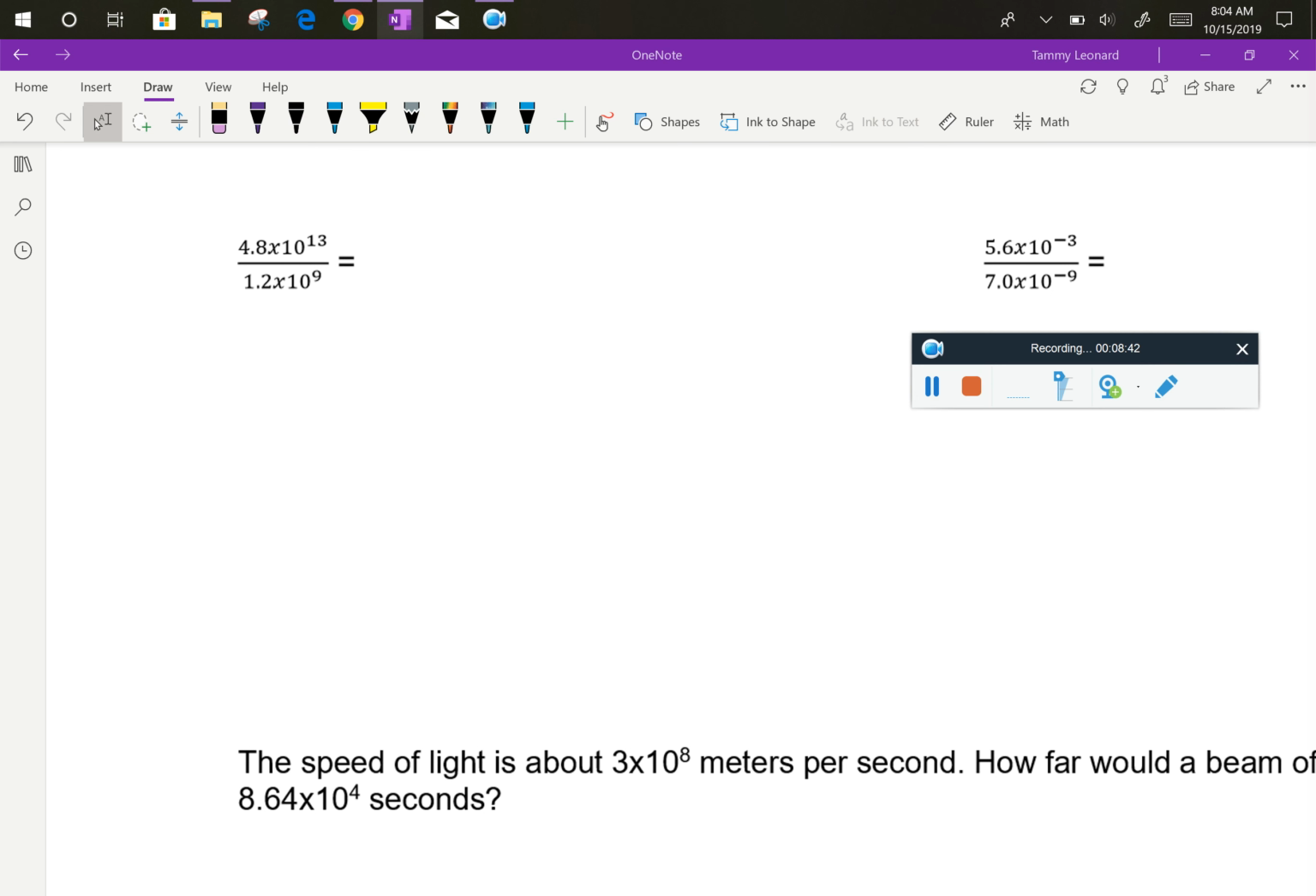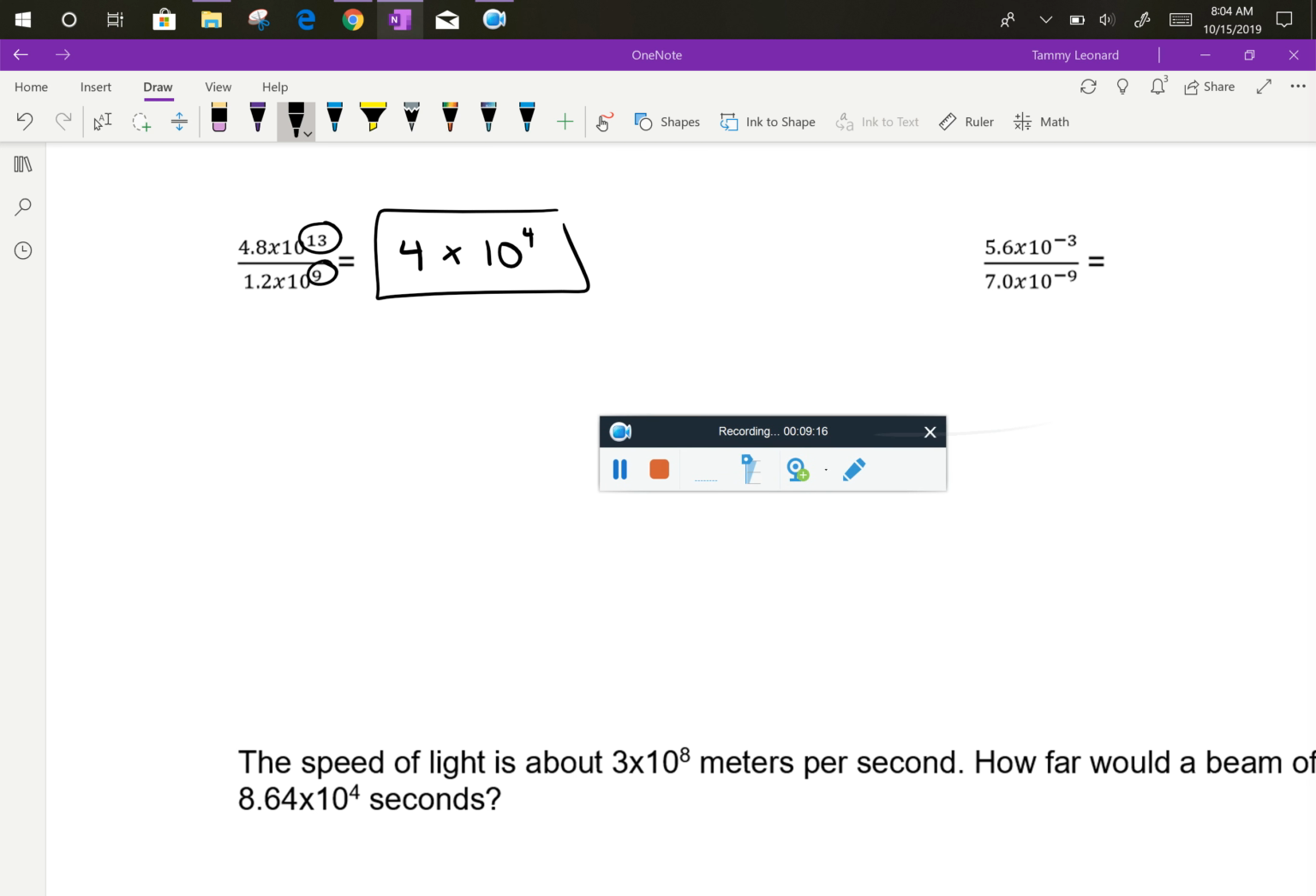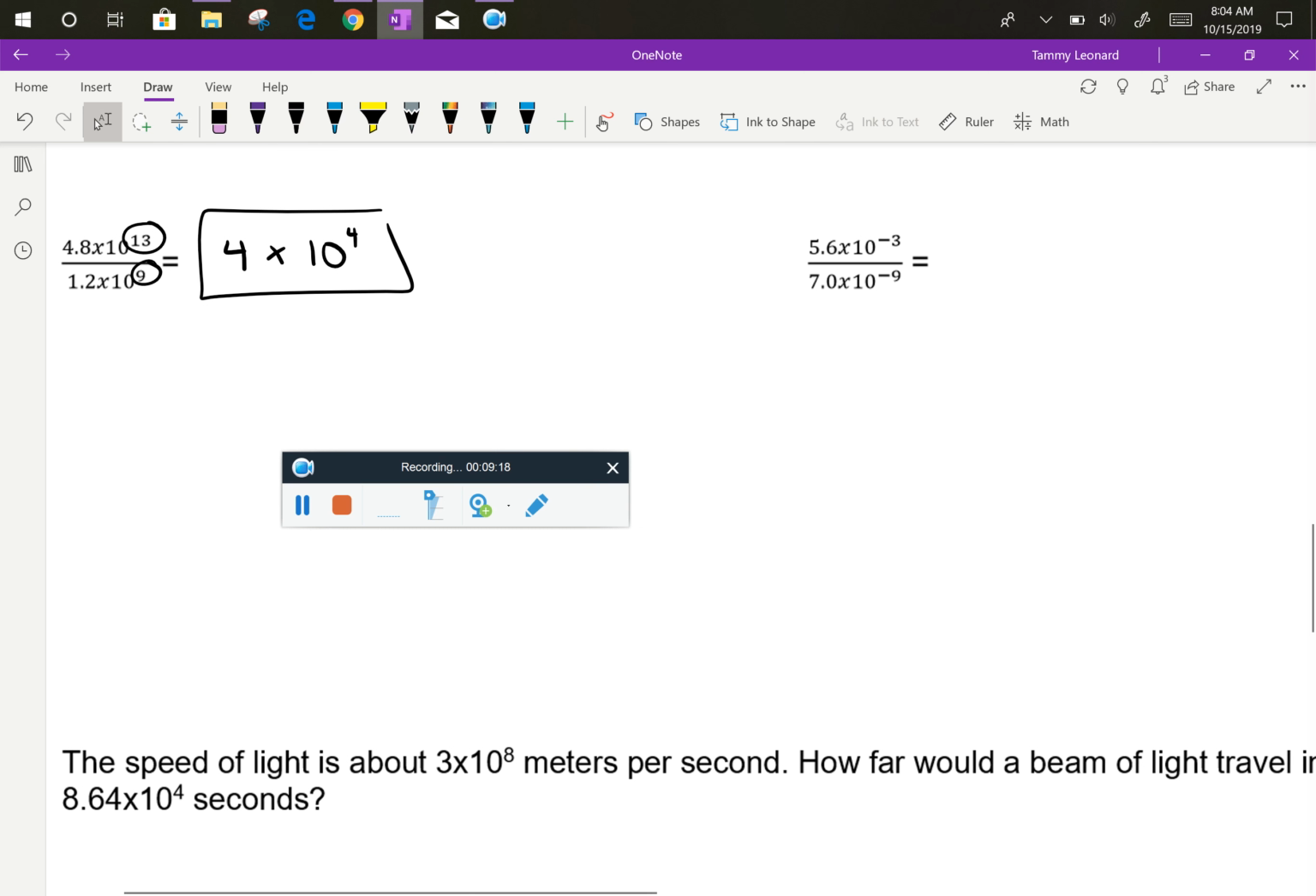We see some quotients also with scientific notation, and just like we did with the products, we can do the division first and apply our rules as we go. So 4.8 divided by 1.2 is an awful lot like 48 divided by 12, and we know that to equal 4. So this is going to be 4 times 10 to some power. Using our division rules here, we see 13 and 9. 13 minus 9 is 4, so this is 10 to the 4th. We check to see that it's in scientific notation, and since 4 is just one digit in front of the decimal, it is, so we're done with that problem.